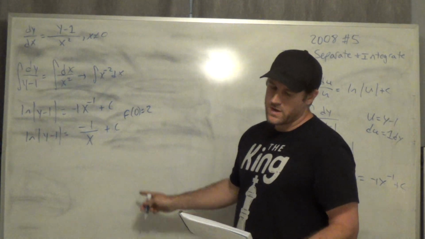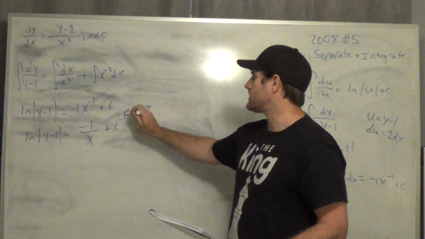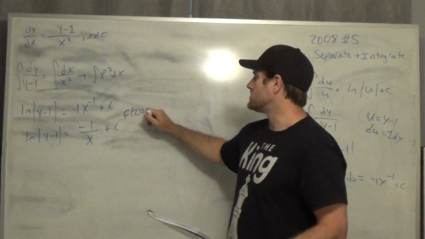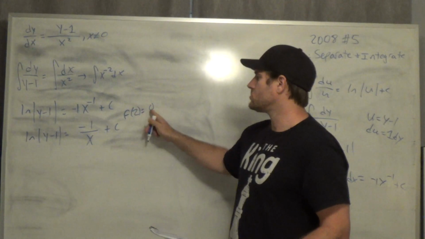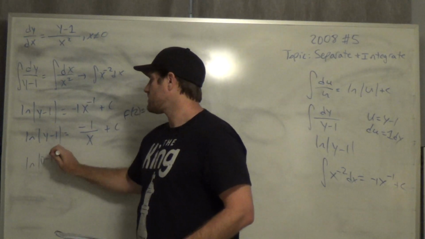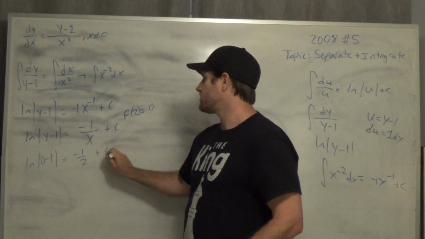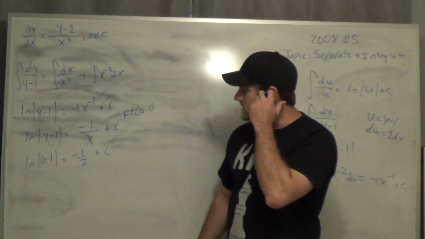So in other words, when x is 0, wow, I put those backwards. I'm sorry, I'm just copying stuff down wrong. F of 2 is 0, I apologize. When the x is 2, the y is 0. So the y is 0 when the x is 2. Okay, so let's see what happens here.